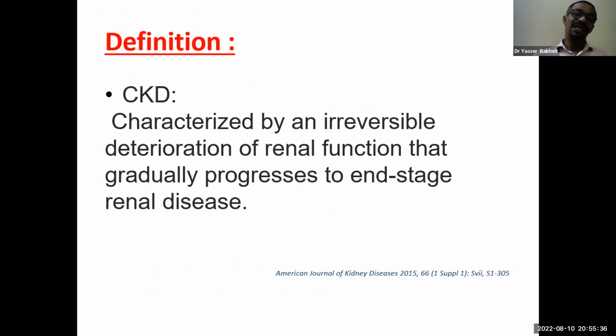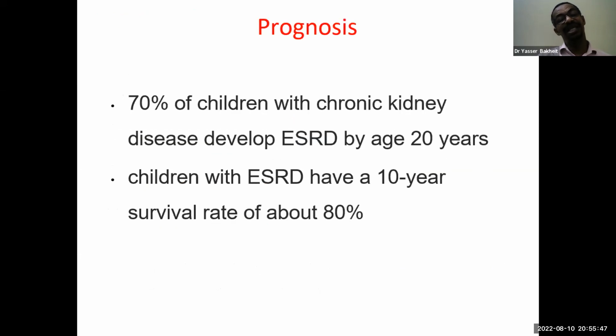The definition is characterized by irreversible deterioration of the renal function that gradually progresses to end-stage renal disease. This is the old definition. Current statistics after this definition show that 70% of children with chronic kidney disease develop end-stage renal disease by 20 years of age. Children with end-stage disease have a 10-year survival rate of about 80%.